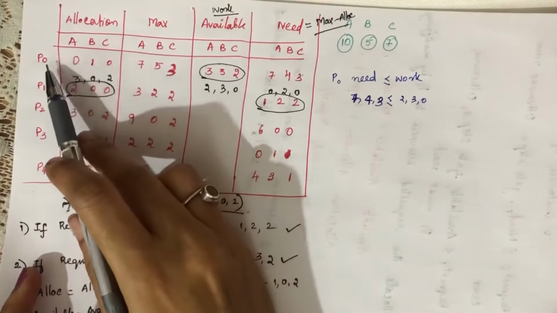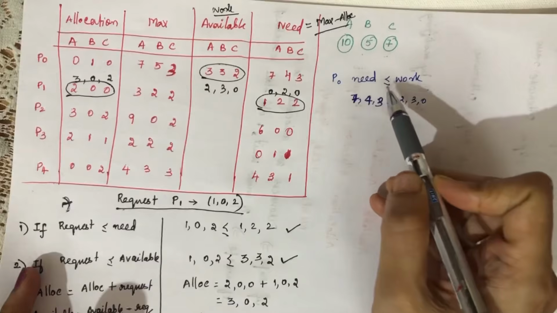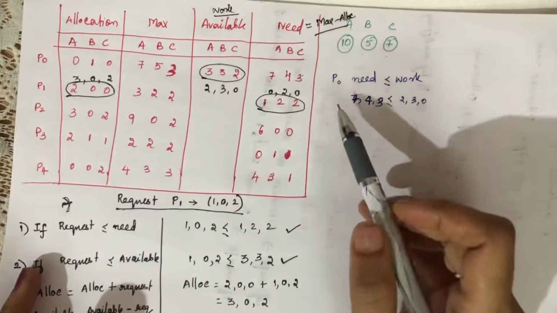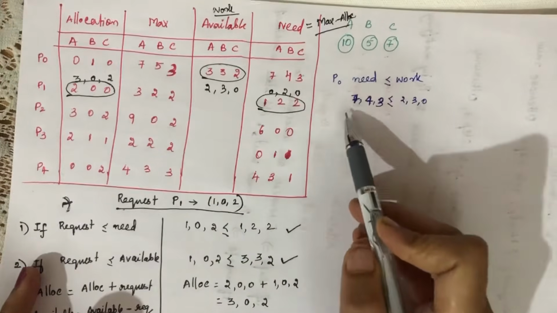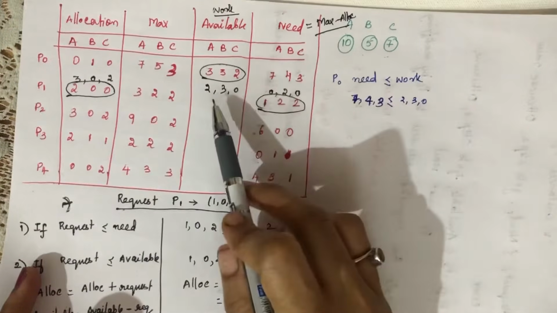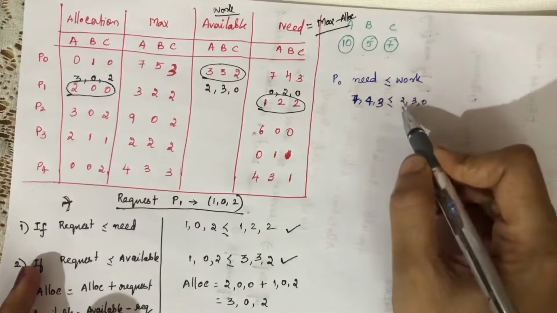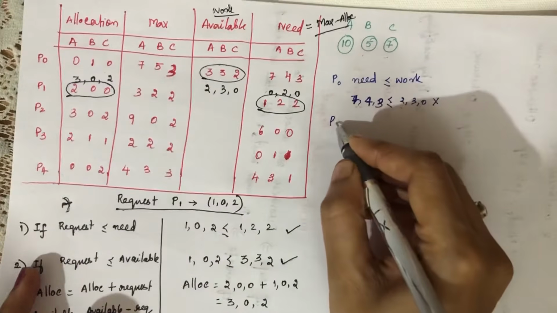Okay. Now we will apply the safety algorithm. First we will consider the process P0. In the safety algorithm, we need to check whether need is lesser than or equal to work. Here work is nothing but the available resources. The need for the process P0 is 743. 743 is lesser than or equal to the available resources 230? No, 7 is not lesser than or equal to 2. So we cannot allocate, and we will go for the process P1.